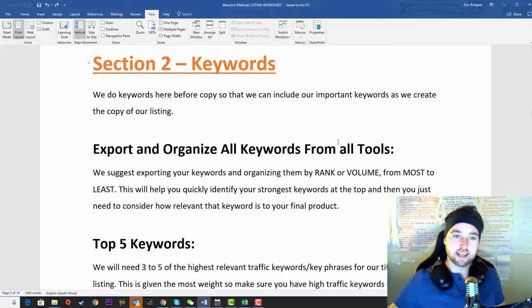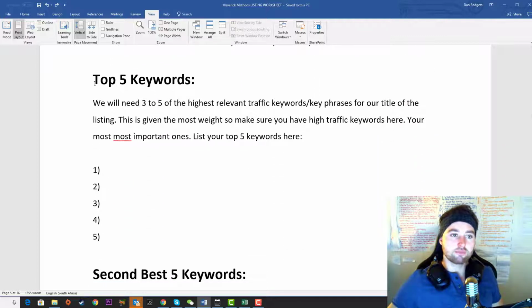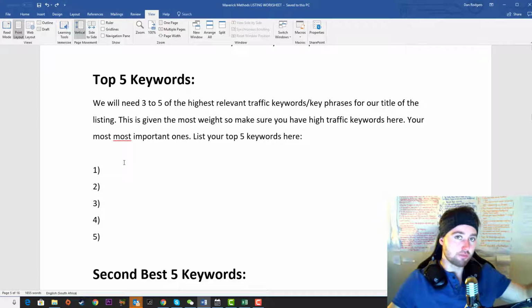Section 2, we're really getting to the keywords. Here you can see we're again going to touch on exporting and organizing all our keywords, as we touched on already. Then the top 5 keywords. We're going to put in the top 5 right over here in terms of search volume and relevancy. And these are important for our title. We are going to have 3 to 5 very important keywords in that title to make sure that we rank and that our PPC ads populate.